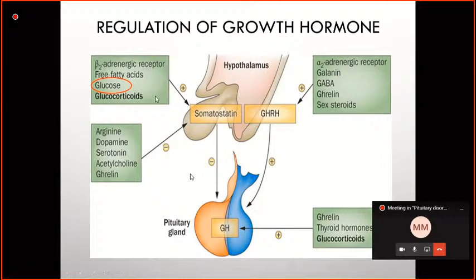Glucose can actually increase your somatostatin, so that can decrease your growth hormone. Stress can increase your growth hormone. So that's why we say growth hormone secretion is not always a reliable test, because there are a lot of other influences as well.